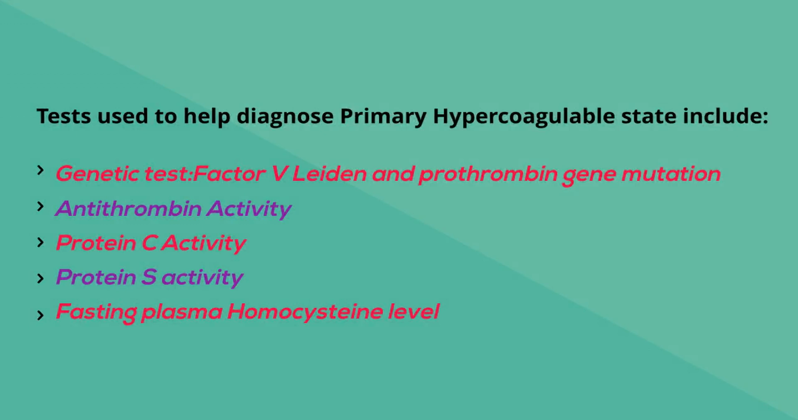Tests used to help diagnose primary hypercoagulable states include genetic tests, including factor V Leiden and prothrombin gene mutation, antithrombin activity, protein C activity, protein S activity, fasting plasma homocysteine levels.